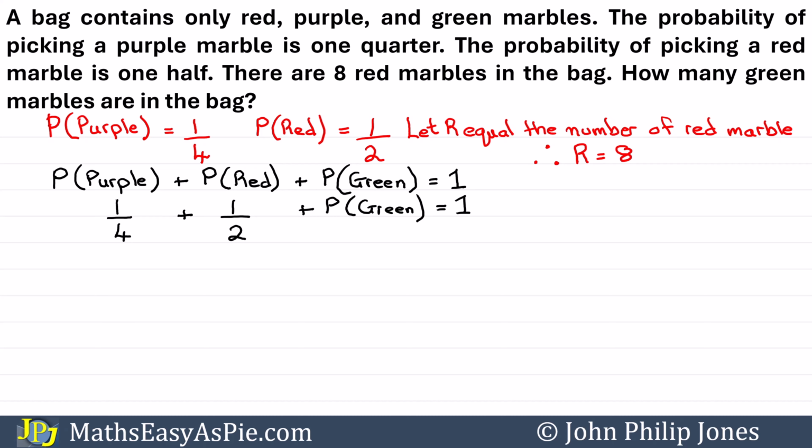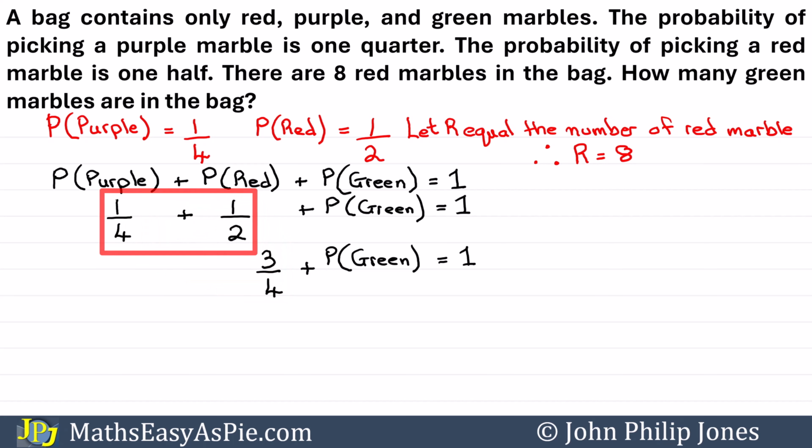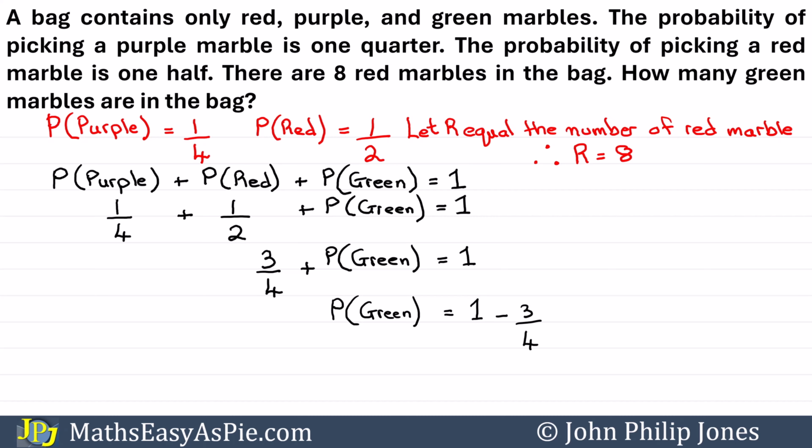We can further write this out as 3/4 plus the probability of picking a green marble equals 1. And of course we got the 3/4 from adding up these two numbers. Of course I've got to get rid of this 3/4, so I can achieve that by taking 3/4 from both sides of the equal sign. And that will give me here the probability of green, and on the other side you can see I've got 1 minus 3/4, which equals 1/4.